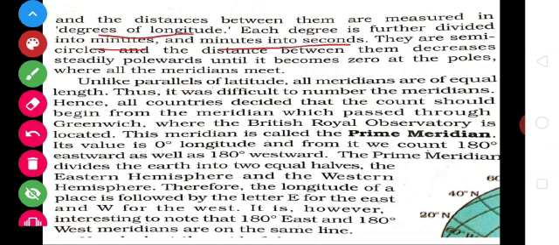The meridians are semicircles and the distance between them decreases steadily towards the poles until it becomes zero at the poles, where all the meridians meet.